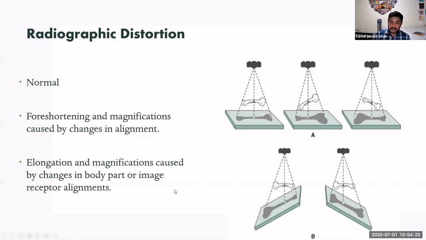Similarly, these changes could also occur. Here, the body part is aligned properly, but the image receptor is tilted, it is not proper. In that case, again, the image you're getting is not perfect. It is not good. Okay? So when you need to get a good image, your body part and the image receptor have to be perfectly parallel to each other.